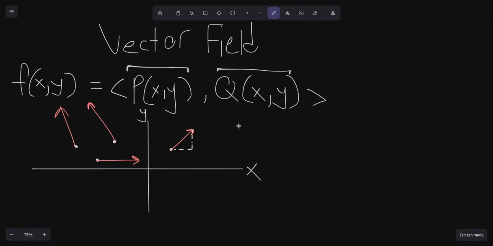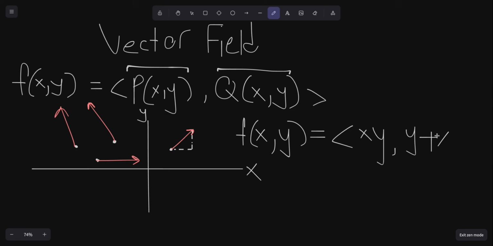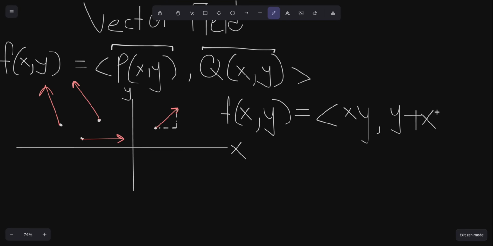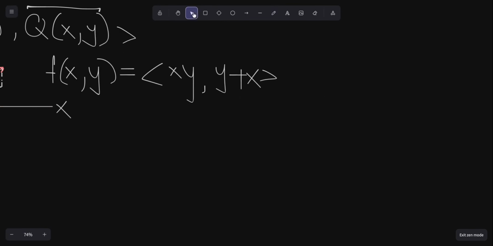And it's going to be very useful if I give you an example. So what do I mean by this p of x comma y, this q of x comma y? Let me show you. If I have a vector field f of x comma y is equal to xy comma y plus x, right? Let's say if this was my vector field.